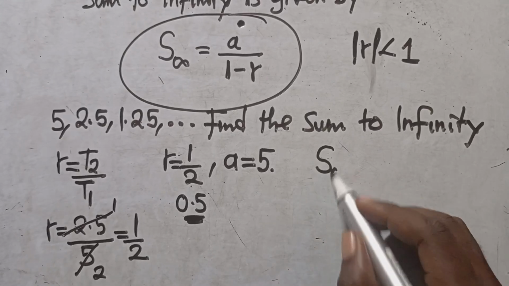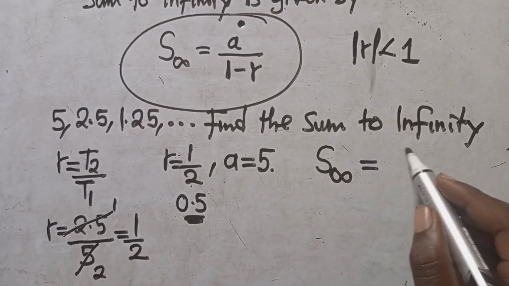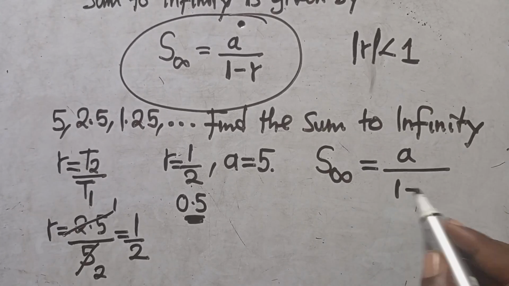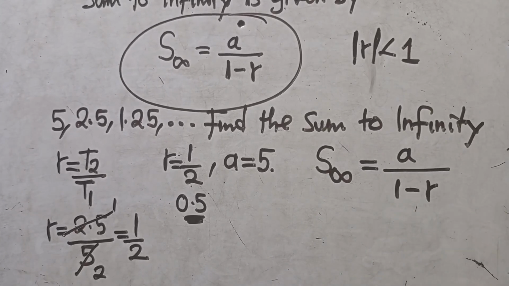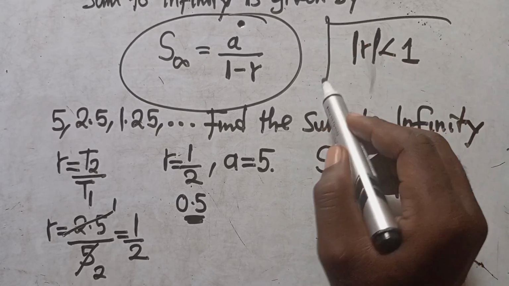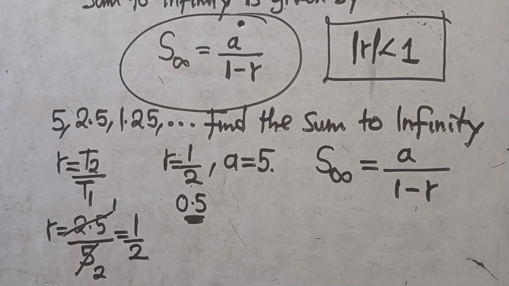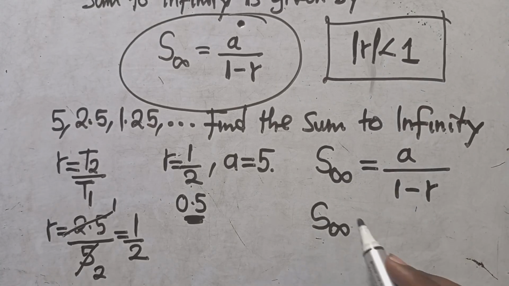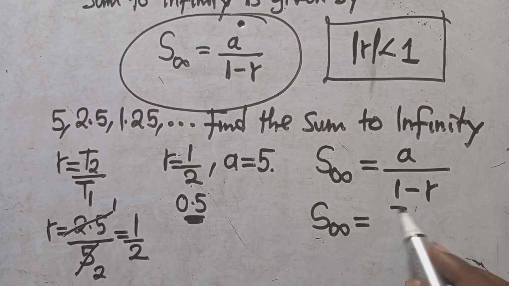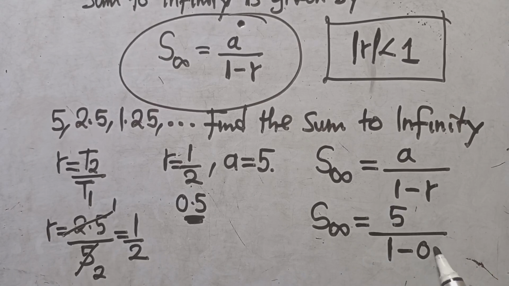So you just say sum to infinity is given by the formula A over 1 minus R. Here there is nothing like if the common ratio is this, we need to use this. No, this is a particular formula you need to understand. You just need to find the modulus of the common ratio, and it should always be less than 1. So sum to infinity is equal to the first term, 5, over 1 minus the common ratio, 0.5.